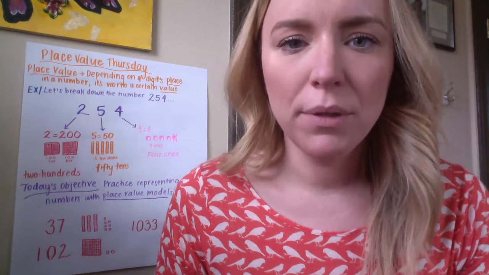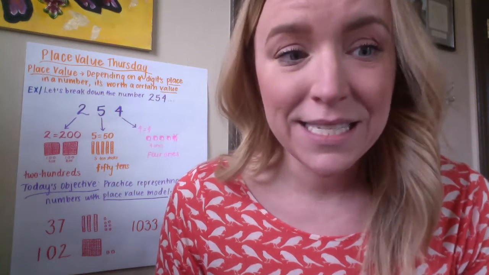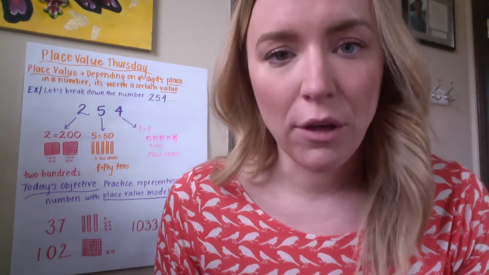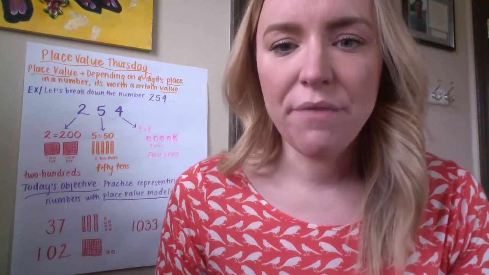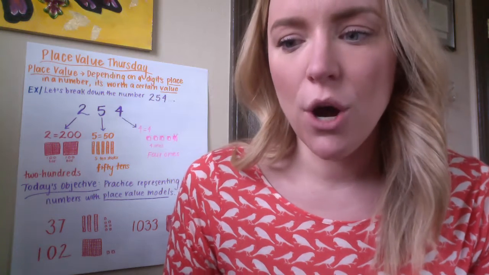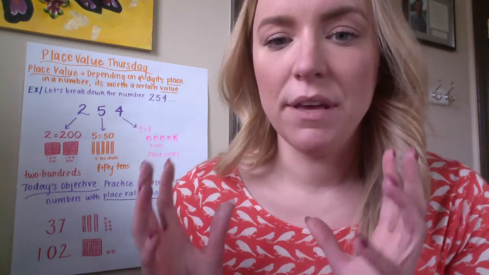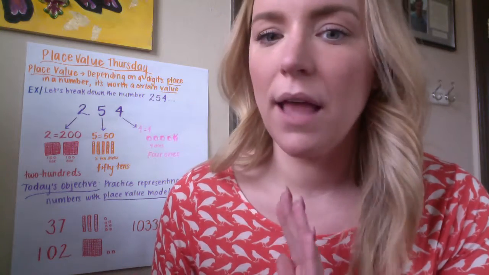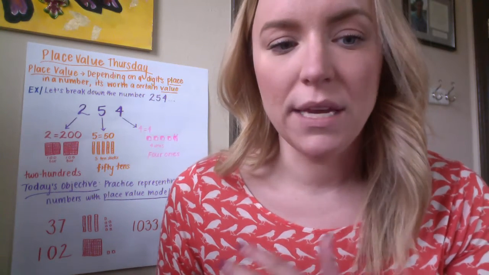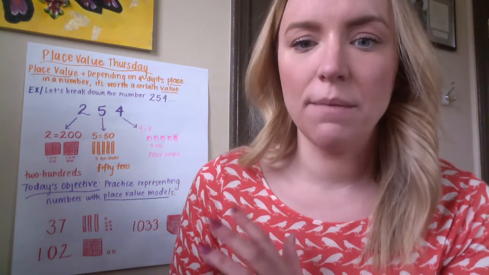And when I'm talking about place value, I just mean depending on a digit's place in a number, it's worth a certain value. So place value really helps us when it comes to addition and subtraction. If we know a number has a 100 in it, a 10 in it, a 1 in it, we can line it up more easily. We can add and subtract it more easily. Or we can even represent it using models, which helps us add and subtract. And that's something that we are going to practice doing today.